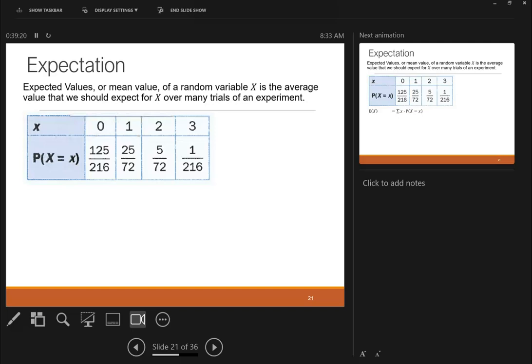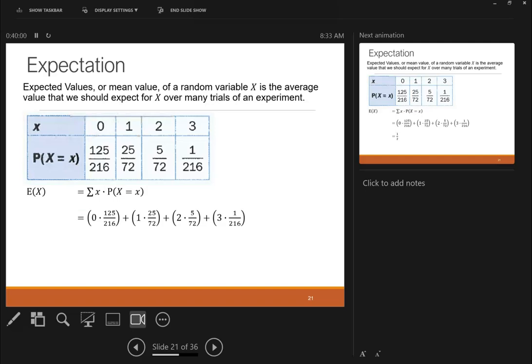So if I wanted to calculate the expected value for this, my expected value formula is x times the probability of x, and then add it all up. So this would be 0 times 125 over 216 plus 1 times 25 over 72 plus 2 times 5 over 72 plus 3 times 1 over 216. Okay, so it's just the outcome times the probability of that outcome, add it all up.